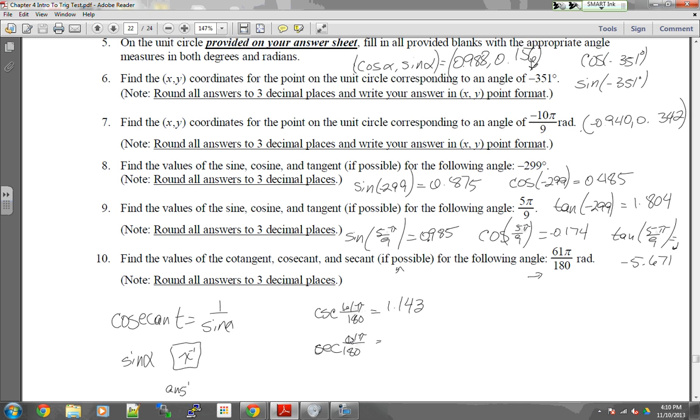So the reciprocal trig. And then the cotangent of 61 pi over 180 equals, do the same thing, take the tangent of 61 pi over 180, hit the reciprocal key, 0.554. All right, so that's been your test review.